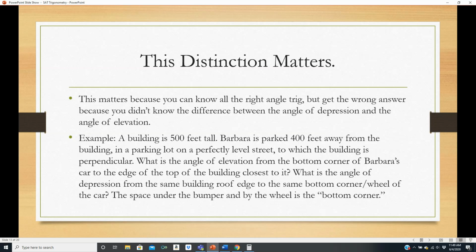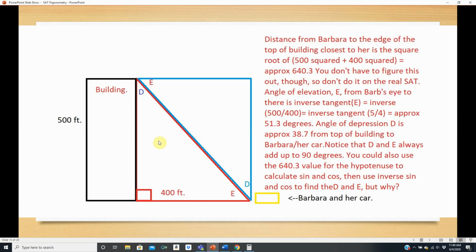Anyway, what is the angle of elevation from the bottom corner of Barbara's car to the edge of the top of the building closest to it? Again, you have to be very specific. And then the angle of depression from the same building roof edge to the same bottom corner wheel of the car. So I'm saying the space under the bumper and by the wheel, just imagine it's a rectangular prism. It's just a big block, and I'm talking about the space that would be in the shade of the bumper and the wheel, at the very edge of the car. That's the bottom corner.